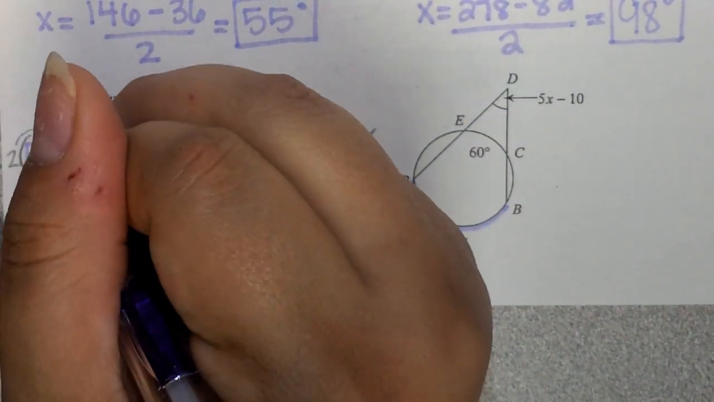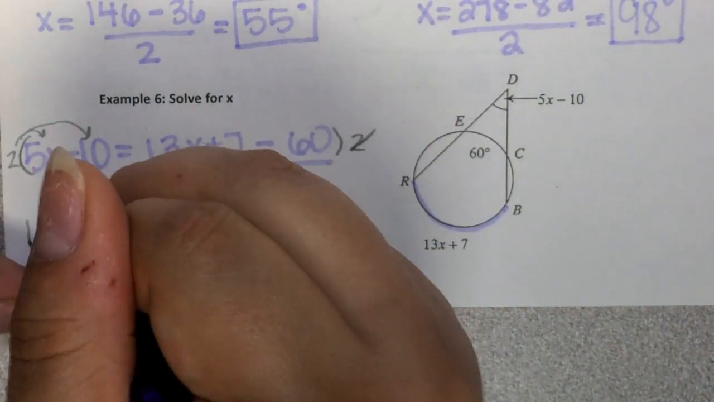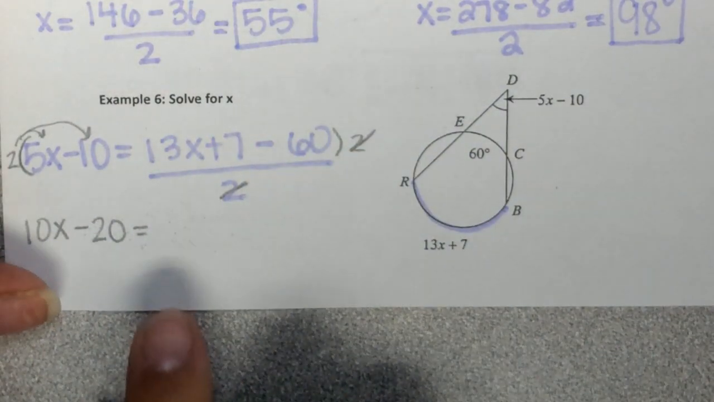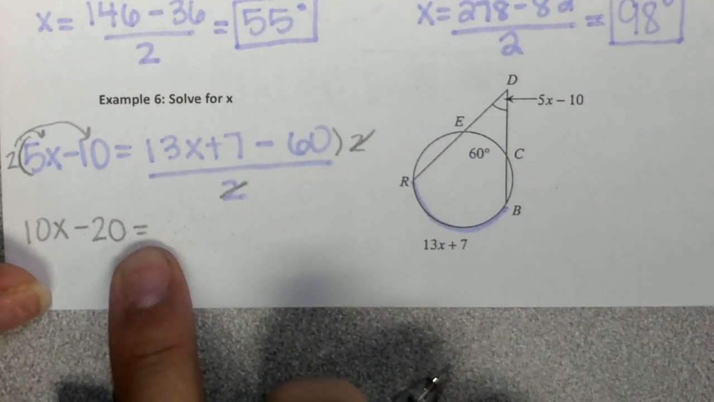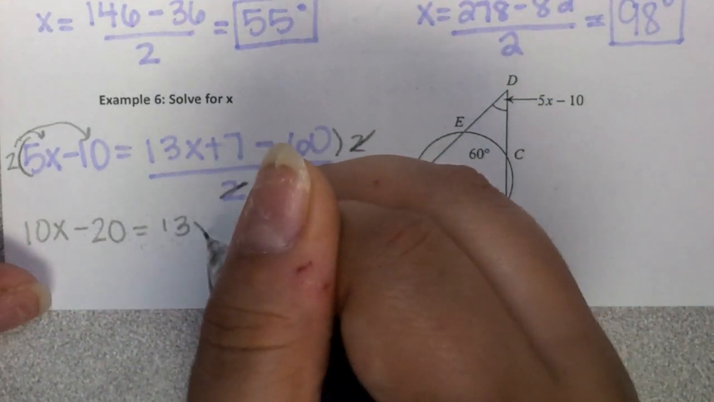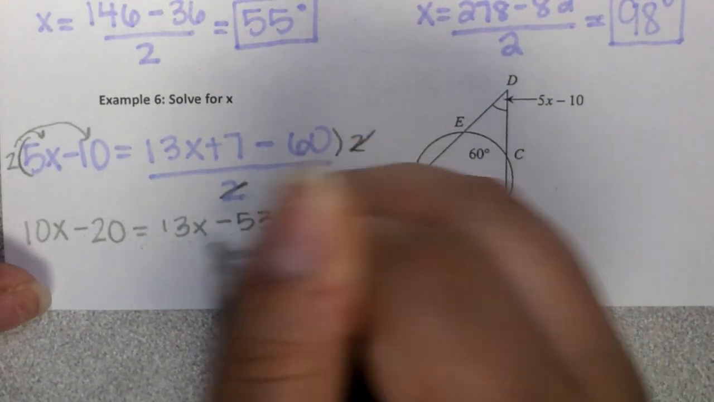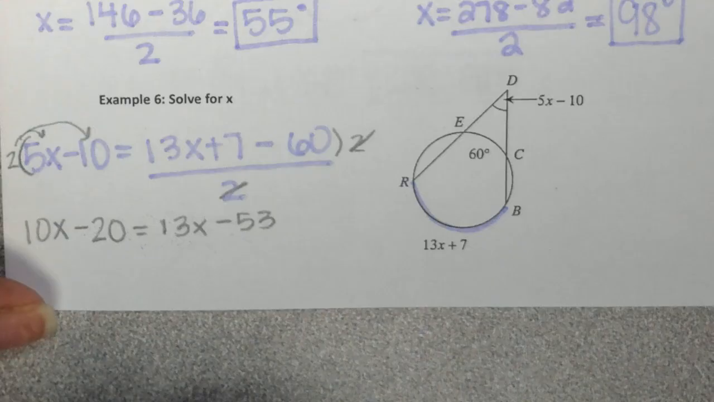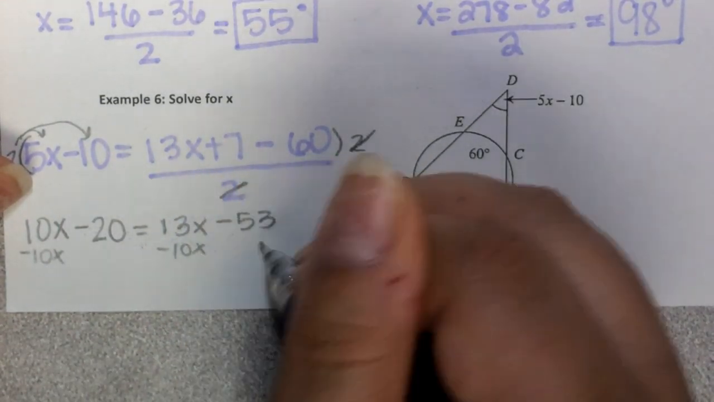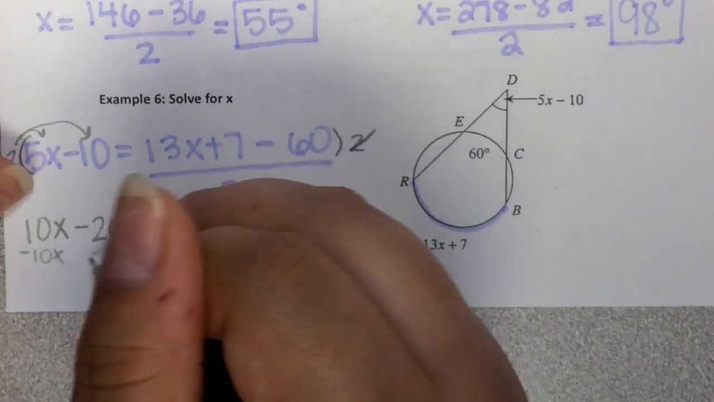This can be a fraction. We should not get a fraction. So look up and just check your work with me. Don't erase, look up. Did you get 10x minus 20? Yes. And then I'm going to combine my like terms. I get 13x minus 53. You got that? I'm going to move 10 to the other side. Add 53 to both sides.